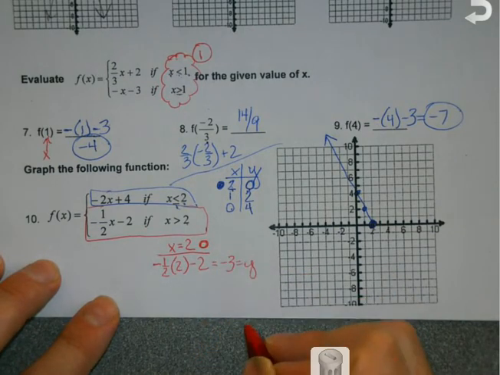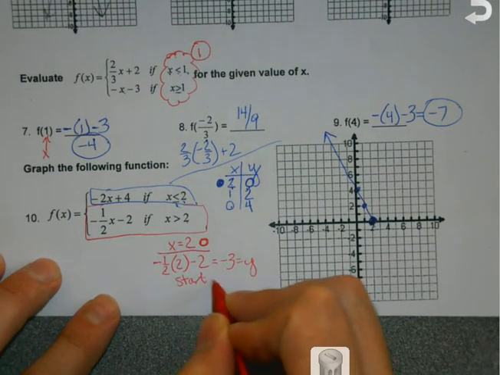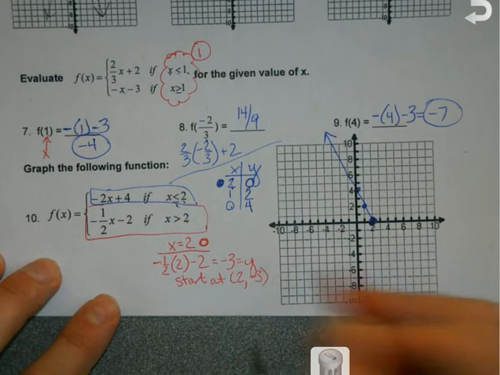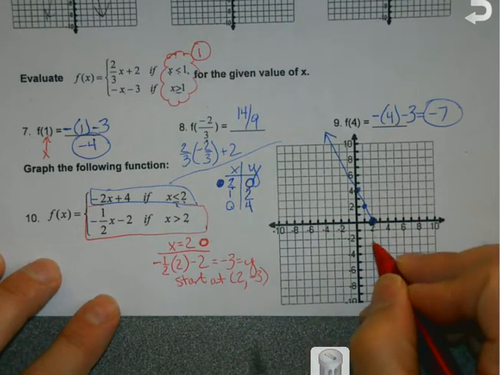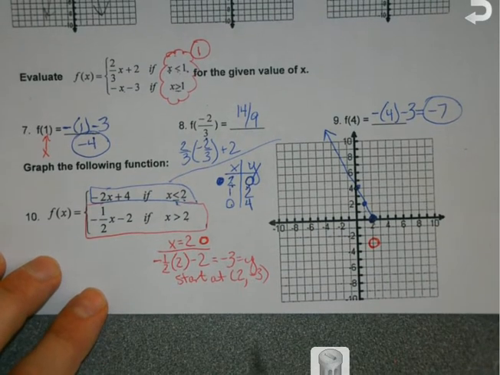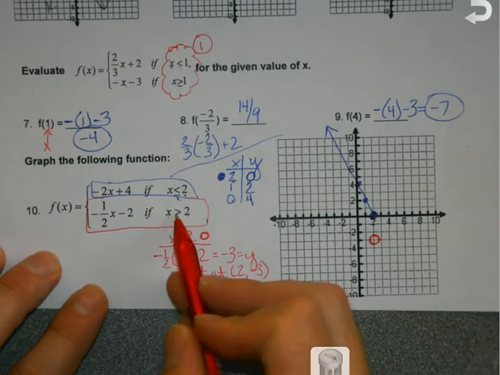That's my y. Okay, so I'm going to start at 2, since that's the x value, negative 3. So 2, negative 3 with an open circle. So if I'm doing the slope method from here, I'm going to start there and I'm going to try to figure out, okay, x is greater than 2.